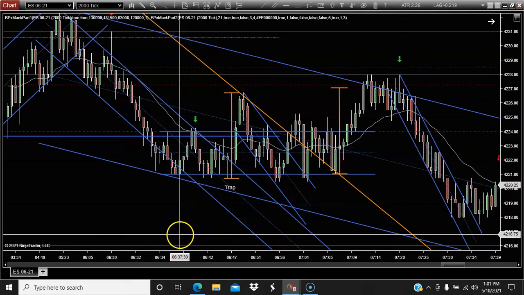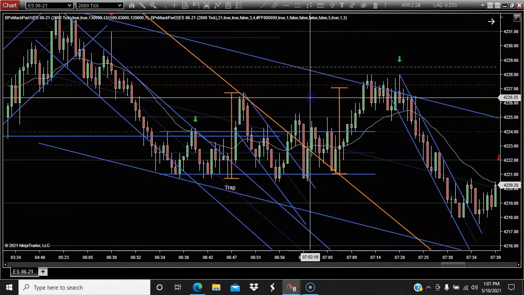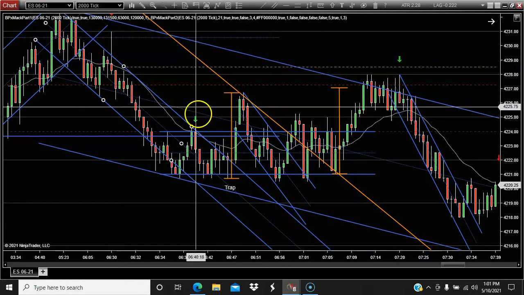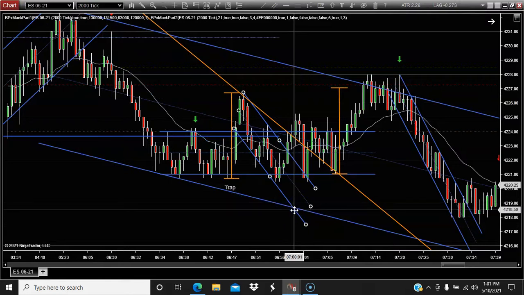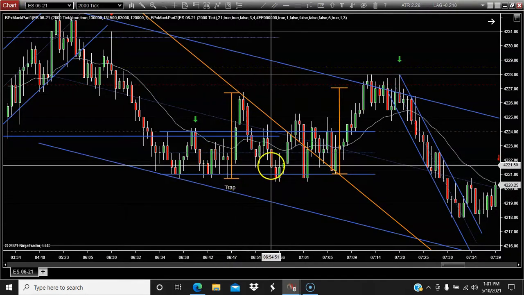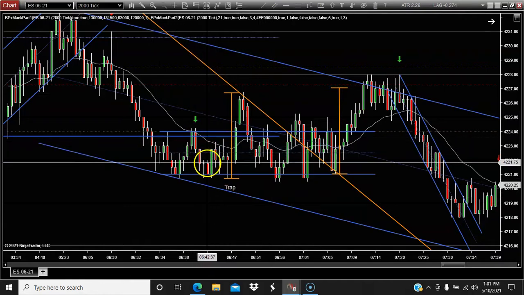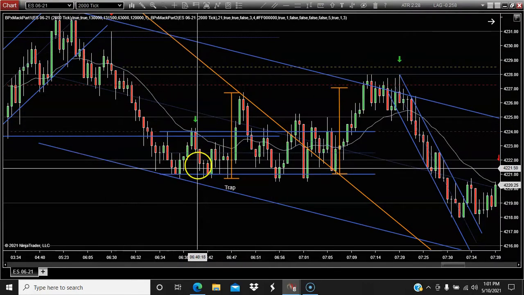Let's see, is there any way? This is really messy, so let me see. How about this? I'll delete this. Okay, that helps a little bit. Let's delete this too. We get some congestion down here. I like this just because it was off the overnight lows. It's definitely aggressive though. We had this big leg down, just a first entry short.